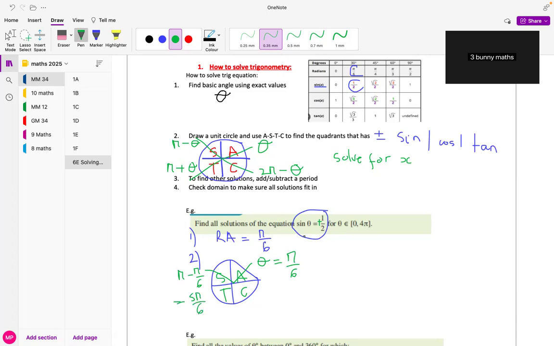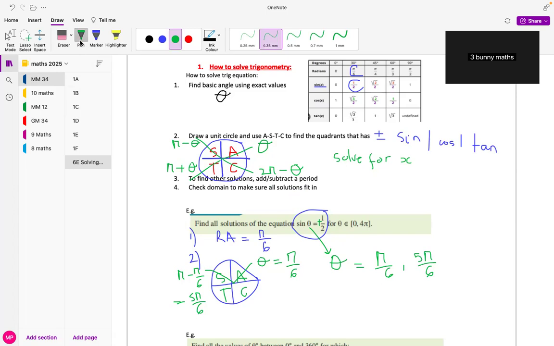So you would write here, it's just theta or x or whatever variable they call it, theta equals pi/6 or 5 pi/6. Okay, so you've done the second step. You have got the values for theta. Then the third step is you're going to find other solutions by subtracting or adding a period. By looking at the domain 0 to 4 pi, which is quite large, right? So I know that there might be some more solutions out there.